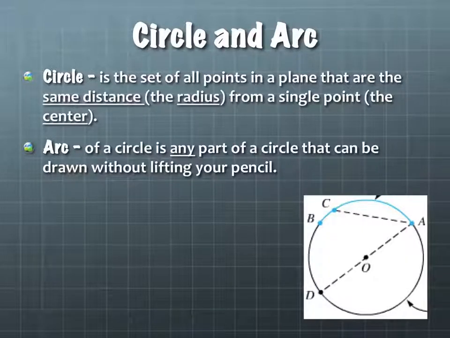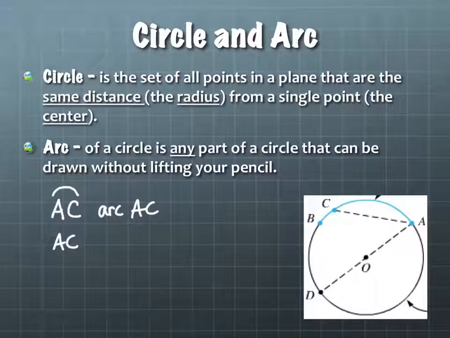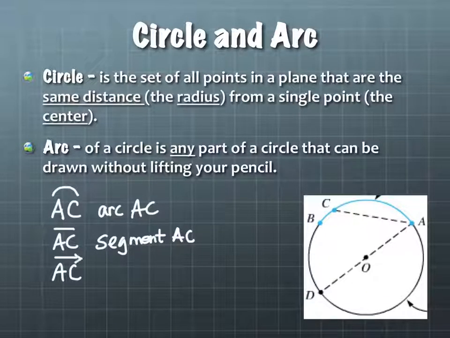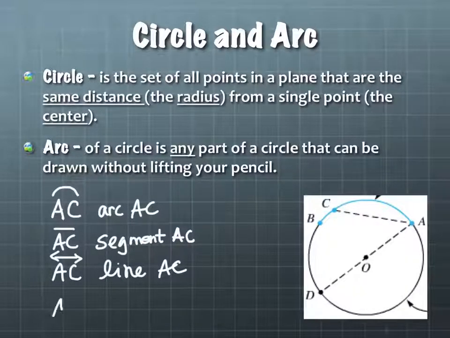Notationally, it looks like this when you write it. If I were talking about an arc, I would write down AC, just like I were talking about the line segment AC, but I put an arc above the letters instead of a line segment or a line. So this would mean arc AC, whereas this would actually mean segment AC, a portion of a line. This would be line AC. This would mean ray AC.